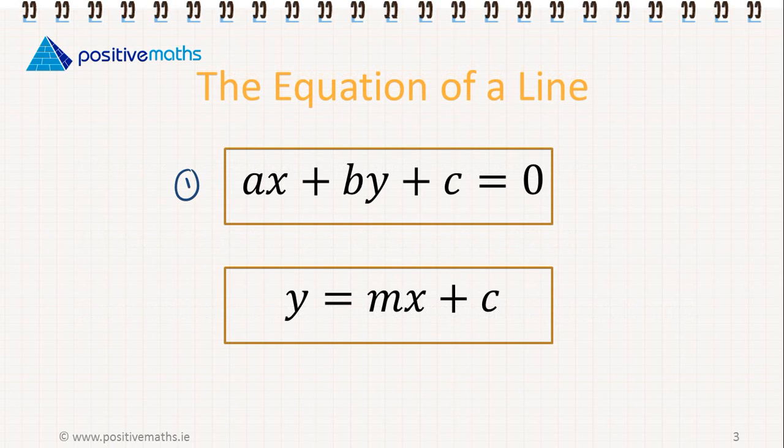So the first one, ax plus by plus c. Just as an example, one equation of a line could be 2x minus 3y plus 5 equals 0. We're noticing we have an x term, a y term, and a constant. Or the second form is y equals mx plus c.